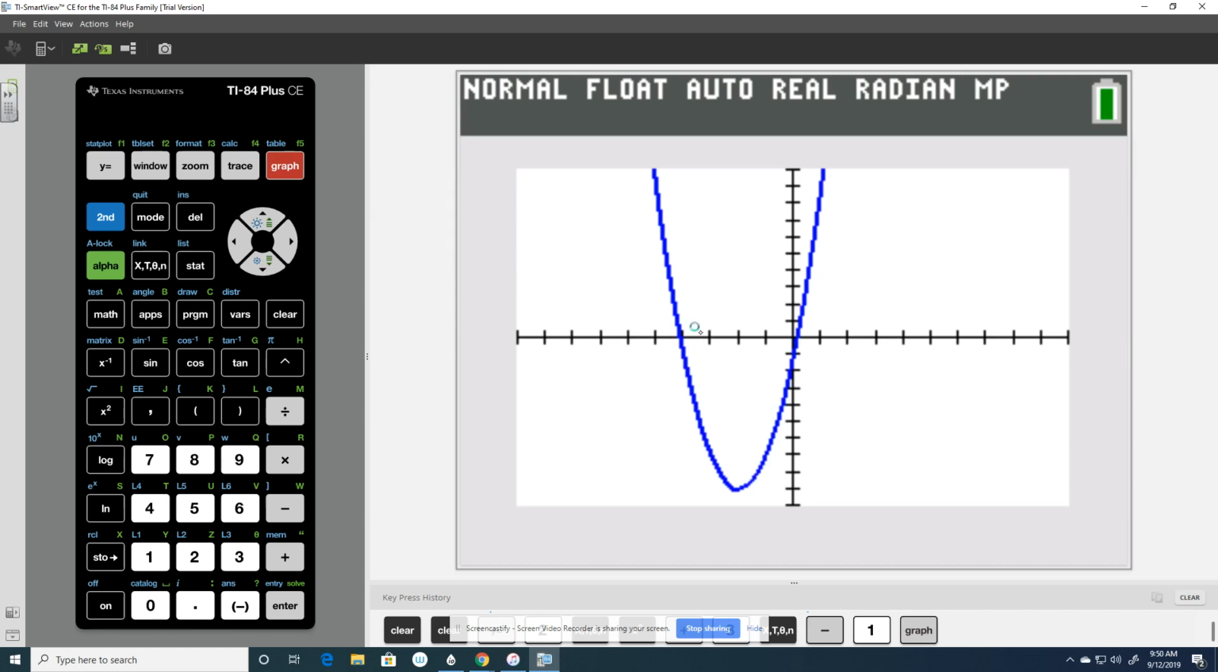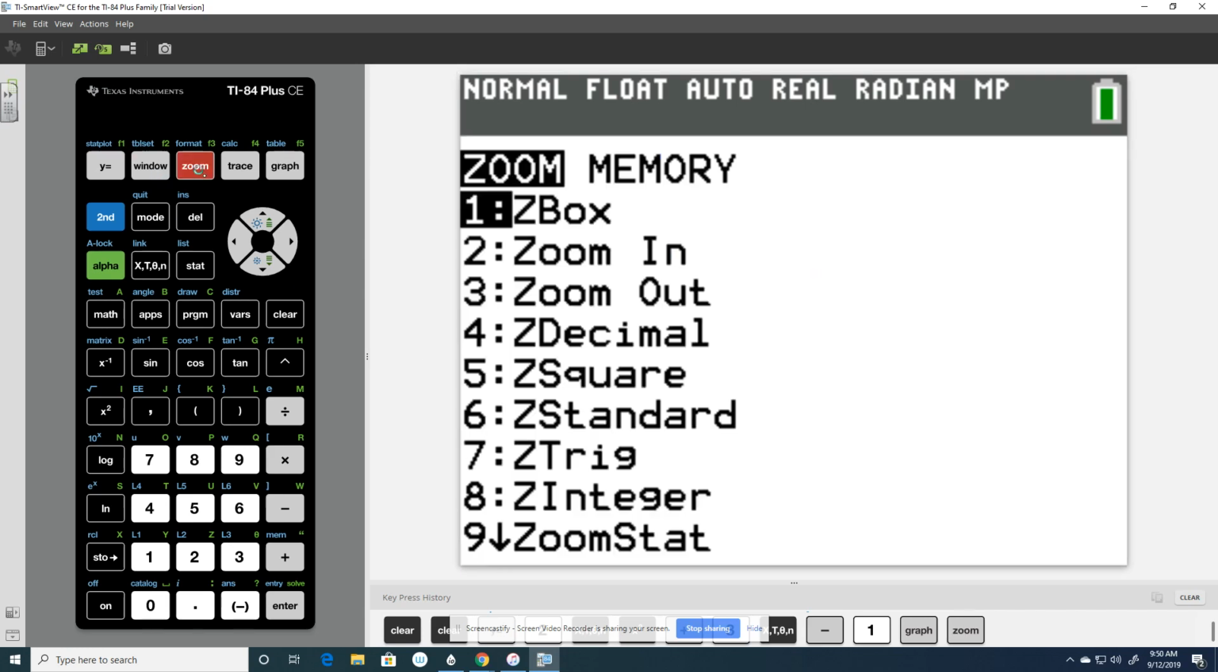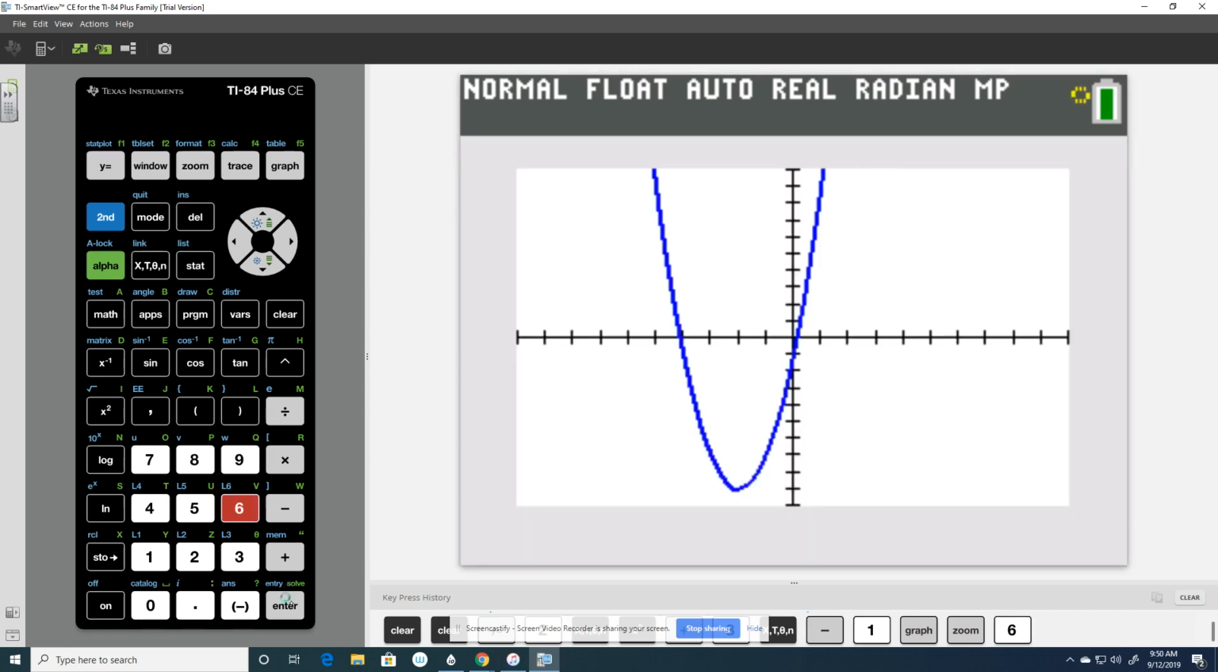Sometimes because other people are using these calculators, if you get a weird window, the notes tell you to click on zoom. And then if you choose option 6, it'll zoom and give you a nice window. Okay. The other thing that you need to know, so here's our basic graph right here.